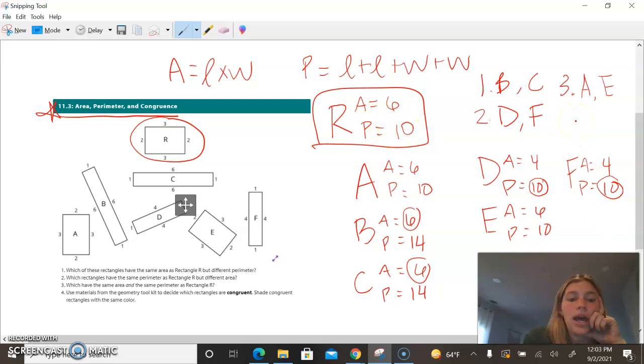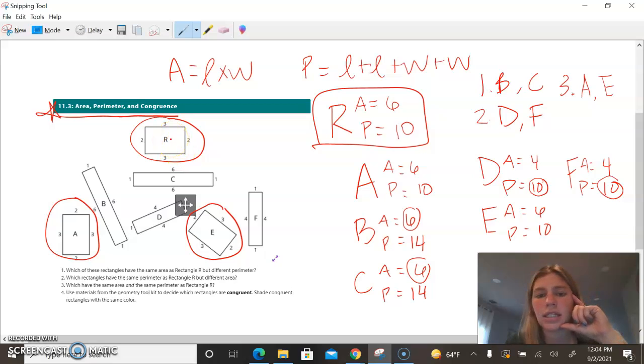Now I want us to take a look at A and E. And I want you to recognize that A and E are the same exact rectangle as R. They have the same lengths, same widths, and same angles in the corners. And they happen to have the same area and the same perimeter. So basically, we can gather that if a shape has the same area and the same perimeter as another, they must be congruent.